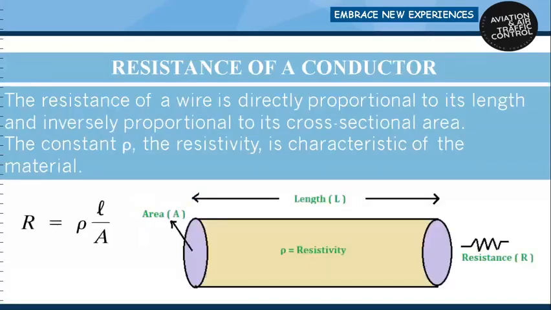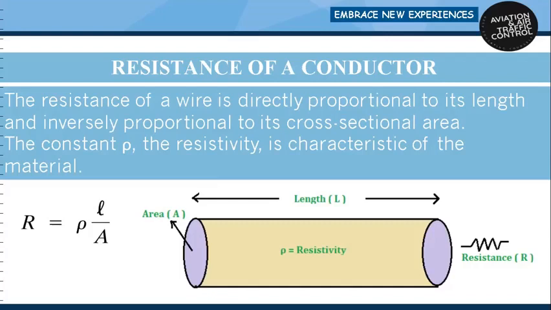Resistance of a conductor. The resistance of a metallic conductor is directly proportional to its length. It means that the longer the length of a given size of wire, the greater the resistance. The resistance of a metallic conductor is inversely proportional to the cross-sectional area. It means if the cross-sectional area of a conductor is doubled, the resistance to current flow will be reduced.